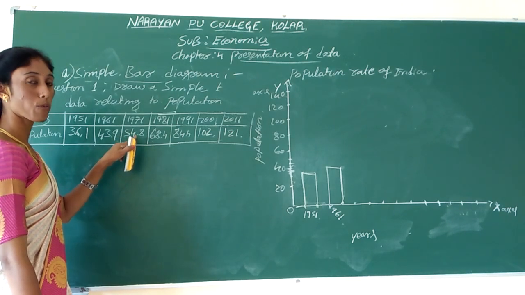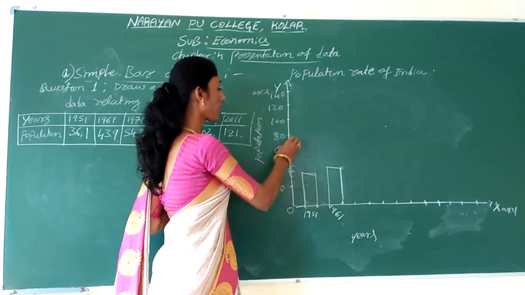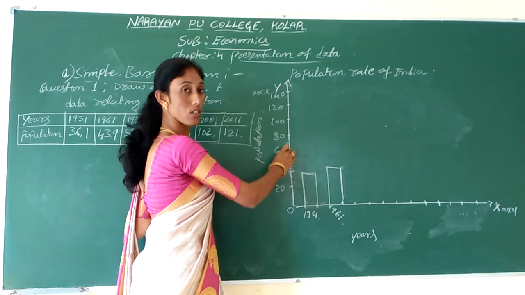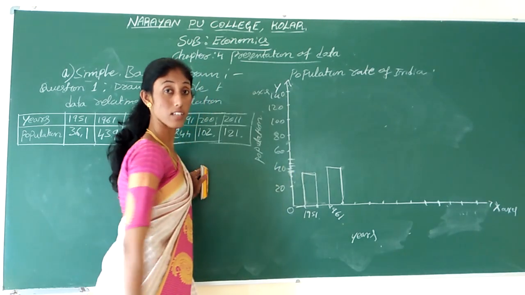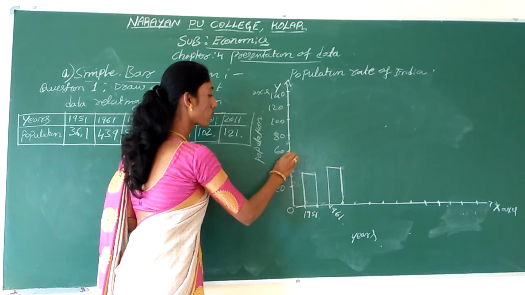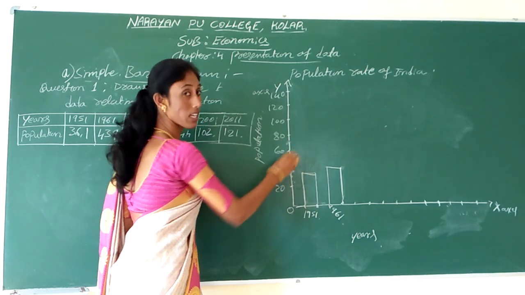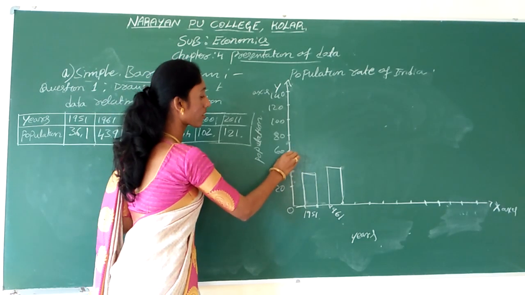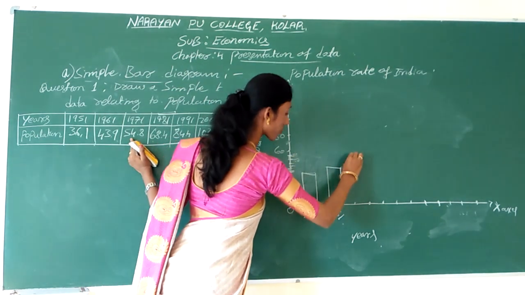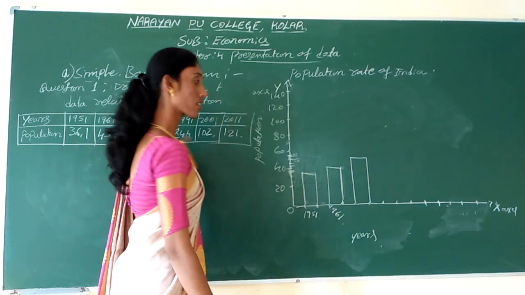Come to the next bar, 1971. We have 54.8 crores of population. Here 50 means it is between 40 and 60. Here 50 will appear exactly here. 54 means 1, 2, 3, 4, 5. This is 50 and 55. Slightly below the 55, the 54 appears. Then take this value to here. Got it?